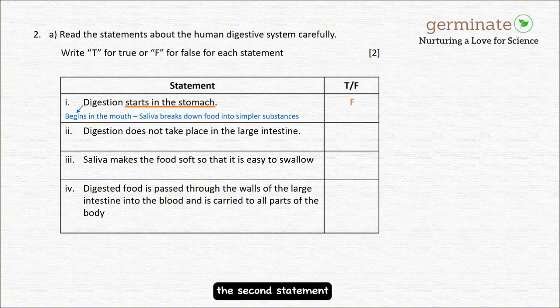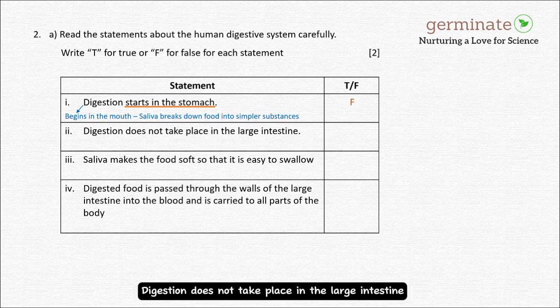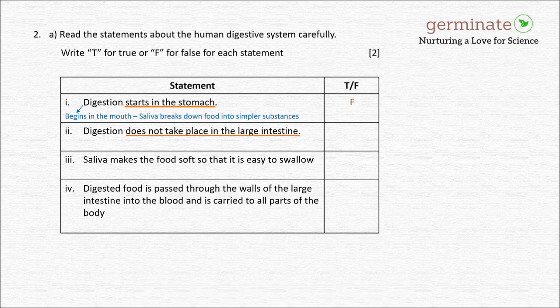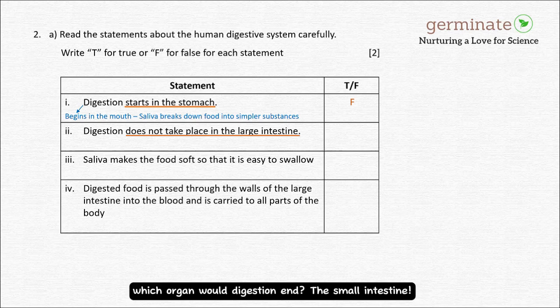Let's examine the second statement. Digestion does not take place in the large intestine. Can you recall at which organ digestion would end? The small intestine. Digestion is completed in the small intestine. So what is the function of the large intestine? The large intestine's main role is to absorb water and mineral salts. Therefore, this statement is true.